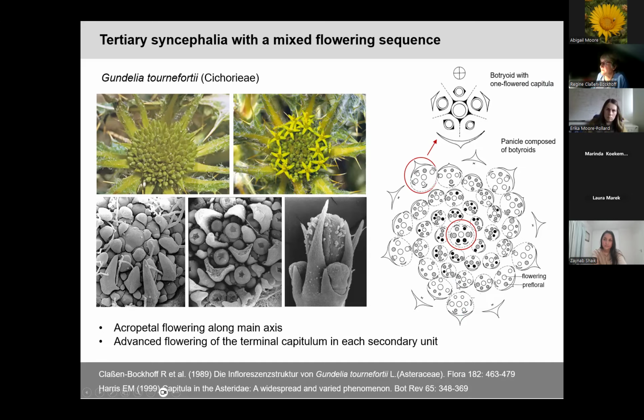The tertiary syncephalium flowers in an acropetal direction with an advanced terminal unit, and this is repeated in the secondary units, where the terminal flower also flowers before the lateral ones. So it's a bit complicated. So this system flowers in a mixture of acropetal and advanced flowering of the terminal capitulum.